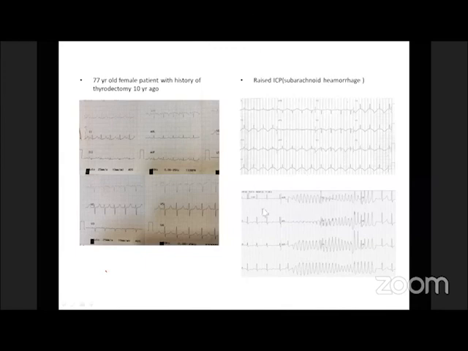This is another example of long QT. There is flat T and long QT. This patient is receiving a large dose of diuretic and develops hypokalemia, and then with secondary long QT develops torsades de pointes as a secondary to hypokalemia.